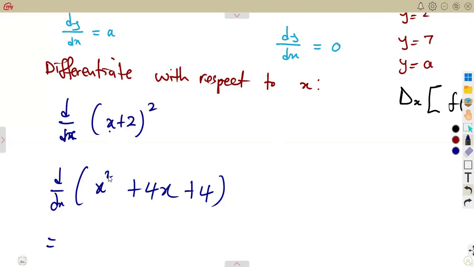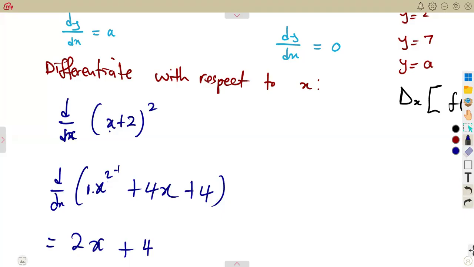Each term with respect to x. X squared, drop the power there to multiply. There's a 2, so it's 2 times 1, which is 2x. Remember, you subtract 1, so it's just going to be 2x. 4x, that's a linear, so that will be plus 4. 4 is a constant, that's a 0 there. So meaning to say we are just going to remain with 2x plus 4. So like I said, questions might be given differently.